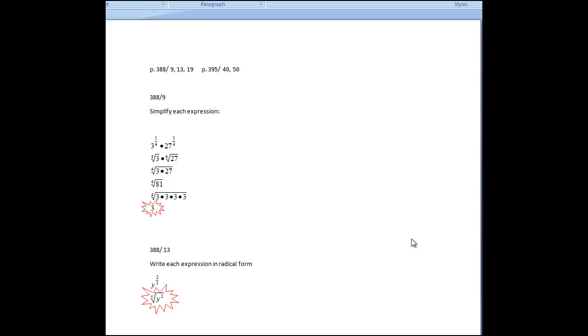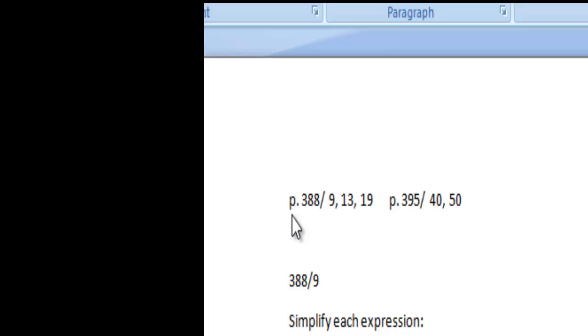All right, I want to go over 5 problems from the book that you can use as a guide to see whether or not you understand the information for the test that you're going to have. I'm going to go over page 388, numbers 9, 13, and 19. I'm going to go over page 395, number 40, and number 50. Now, this review does not include graphing, so you're going to have to figure that one out.